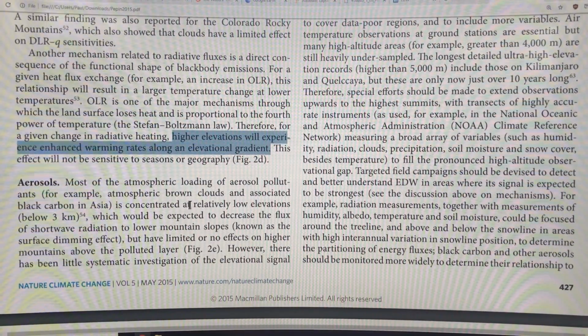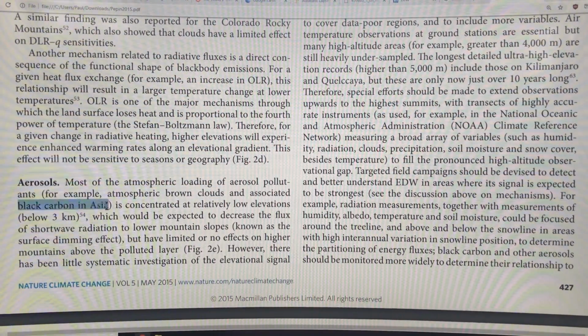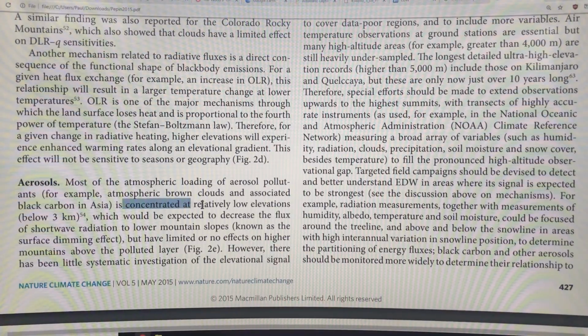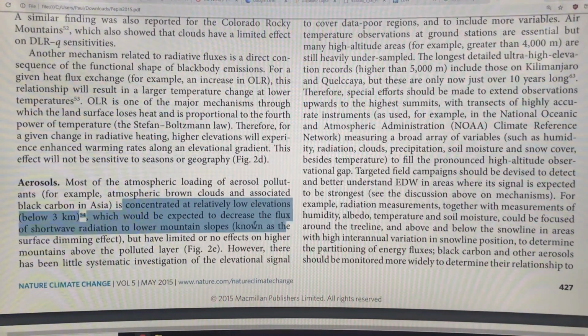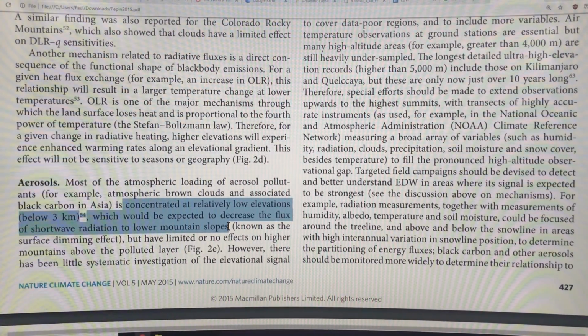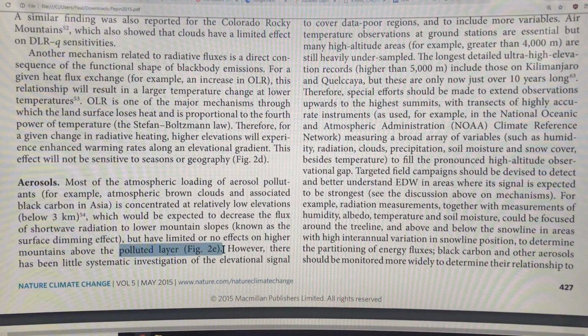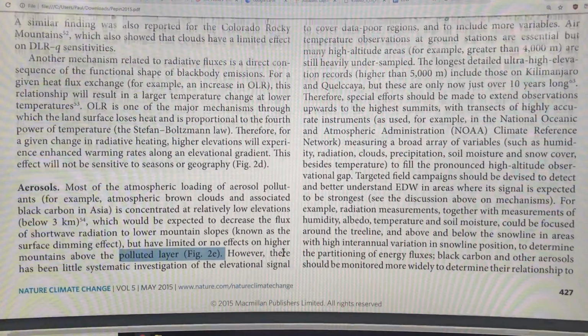And then the aerosol loading issue, for example, atmospheric brown clouds and associated black carbon in Asia. It's concentrated at relatively low elevations, below 3 kilometers. So that would decrease the flux of shortwave radiation to lower mountain slopes. In other words, if you're at low elevations and you've got all this aerosol in the atmosphere, then less light will penetrate to the surface at these low elevations, so the temperature will be suppressed, the surface dimming or global dimming. Okay, but this has a limited or no effect on higher mountains above the polluted layer. They're getting all of the sunlight.